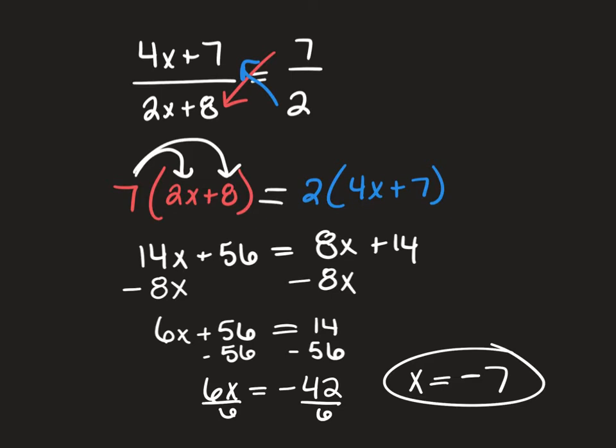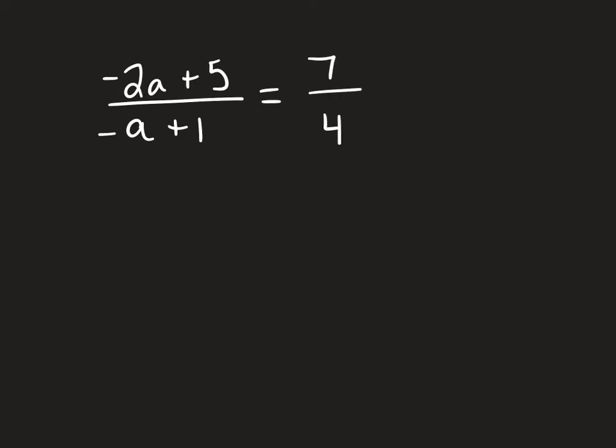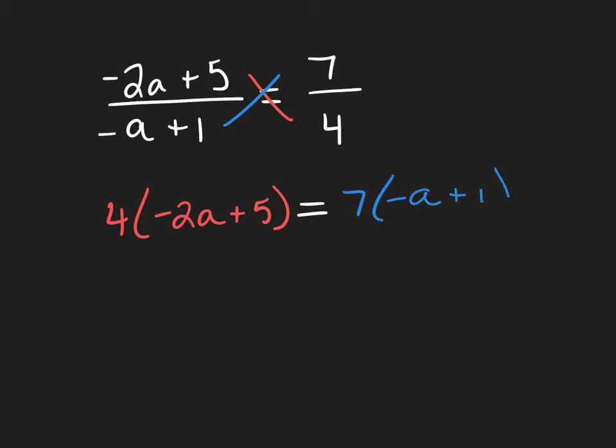Okay. All right, number 14 works basically the same way as number 12. So negative 2a plus 5 over negative a plus 1 is equal to 7 over 4. So again, we're going to cross multiply. That's going to give us 4 times negative 2a plus 5 is equal to 7 times negative a plus 1.